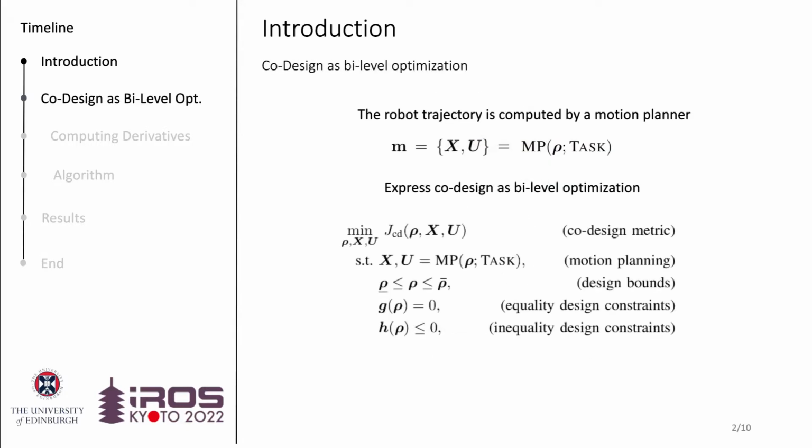The robot motion or trajectory is computed by a motion planner, which is formulated as a nonlinear optimal control problem. In this paper, we formulate a bi-level optimization, where this trajectory is computed in the lower level by the motion planner, and the optimal design is computed in the upper level. We additionally specify constraints and bounds on the design variables in the upper level.